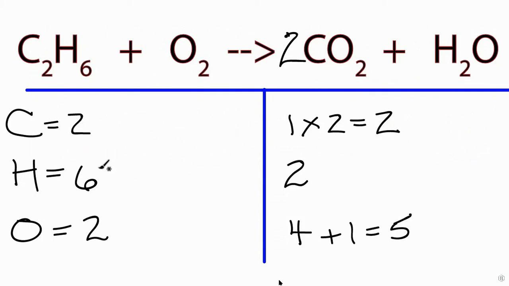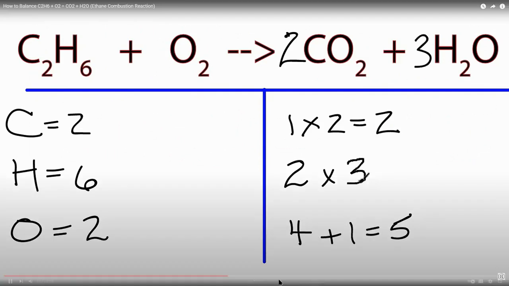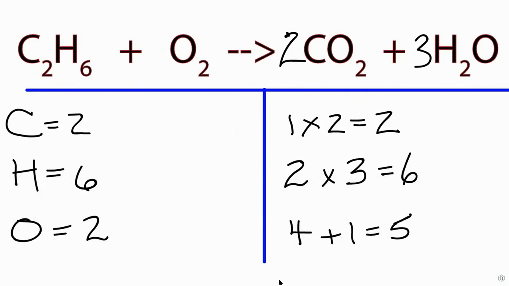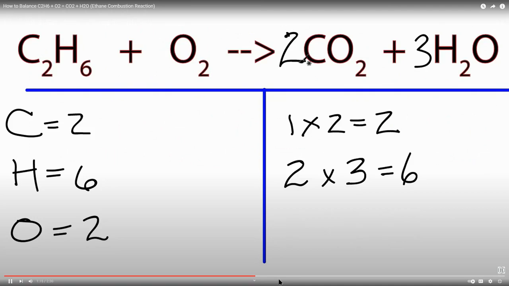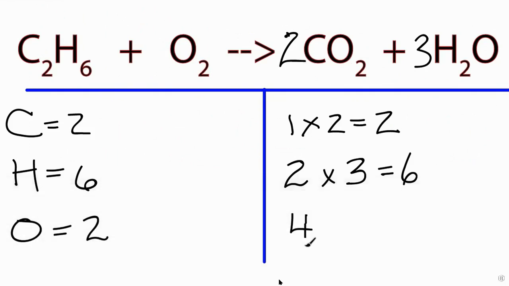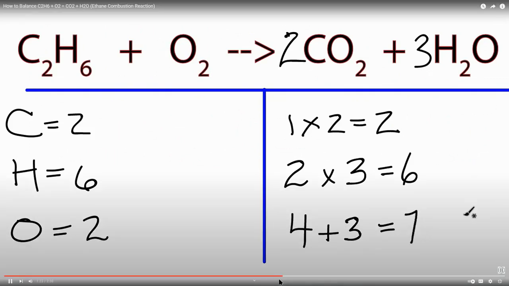I need 6 hydrogens on both sides. So 2 times 3, that'll give me 6. So let's put a 3 here. 2 times that 3. Now we have 6 hydrogens. That's balanced. But our oxygens have changed again, so we need to update that information. So we have 2 times 2, that's 4, plus we have the 3 times the 1, that's 3. So we have a total of 7 oxygens.